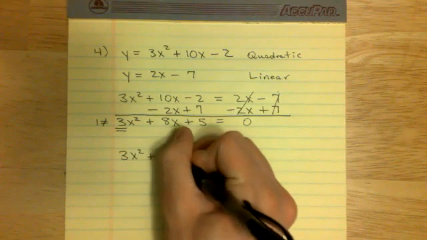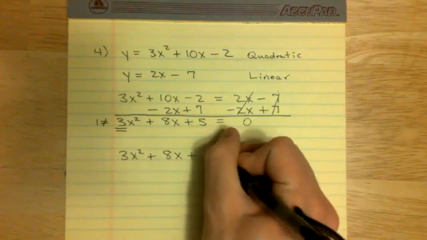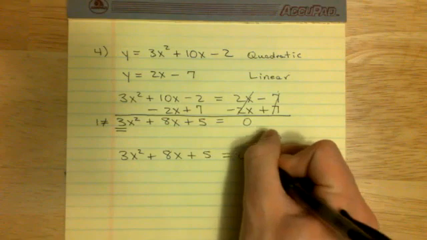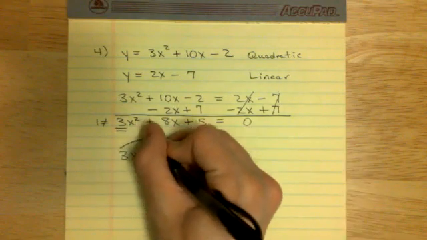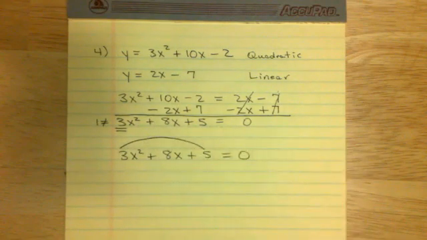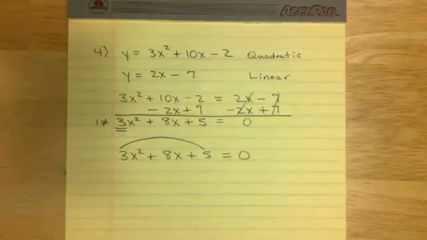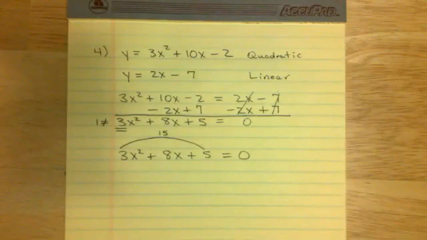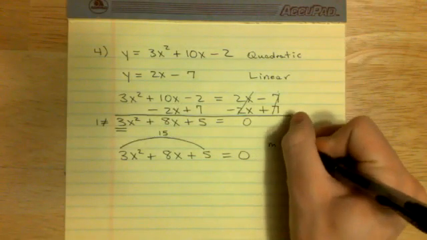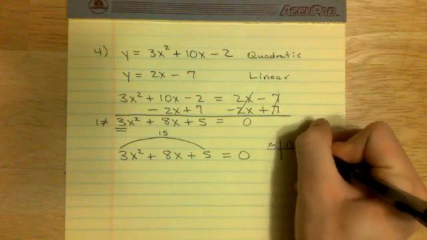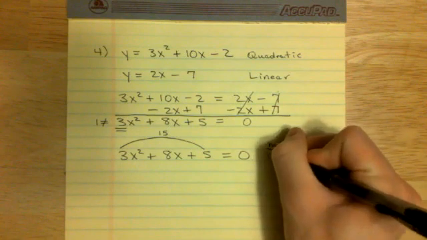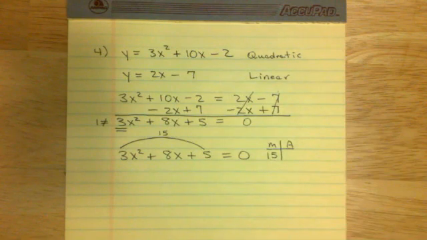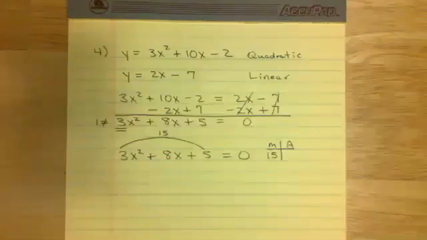So I take the 3x squared, the 8x, and the 5, and I set it equal to 0. And I draw a rainbow from the first number to the last number. Now on that rainbow, I'm going to have to multiply 3 times 5, and that's going to give me 15 at the top. So we are multiplying to 15. That's important to know. But what are we adding to? Well, we're always adding to the middle number, and that middle number today is going to be 8.